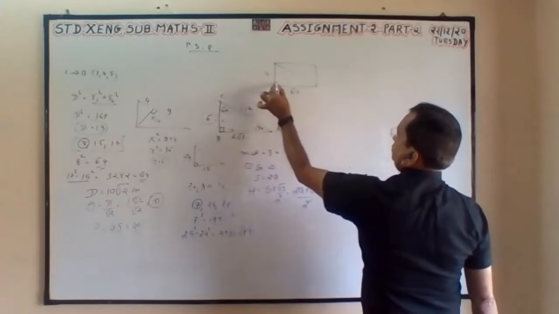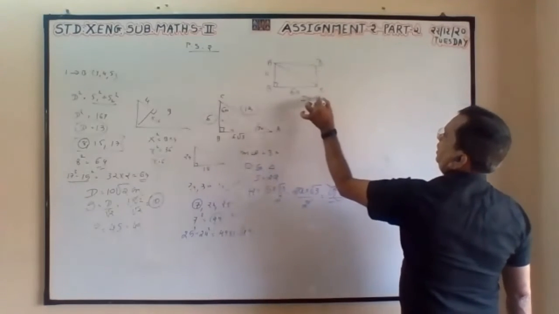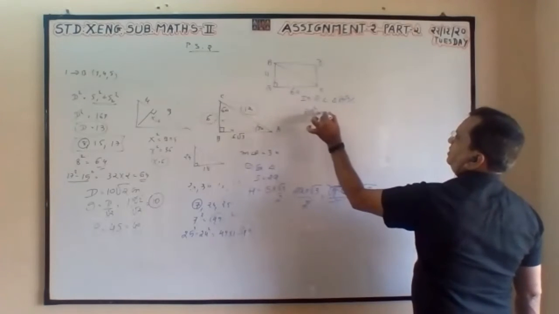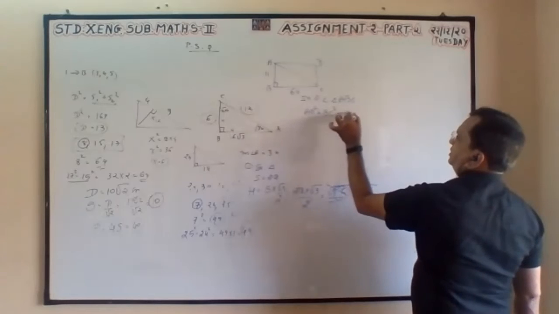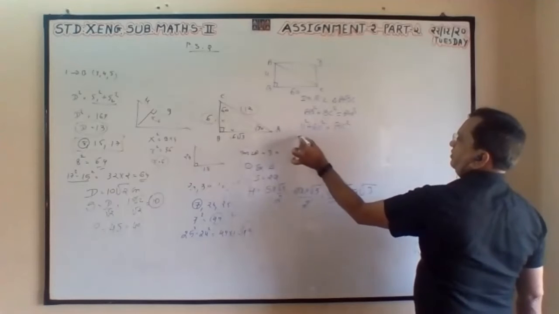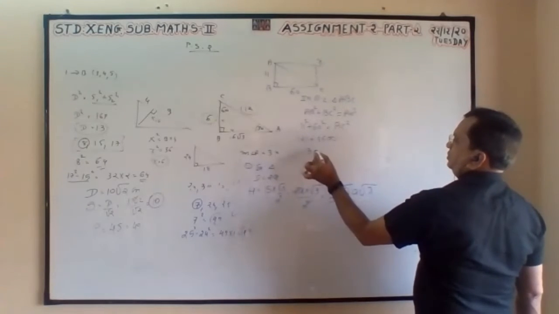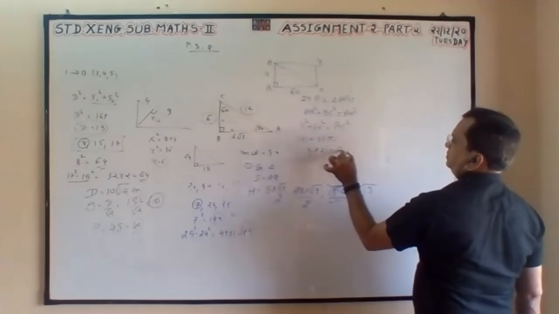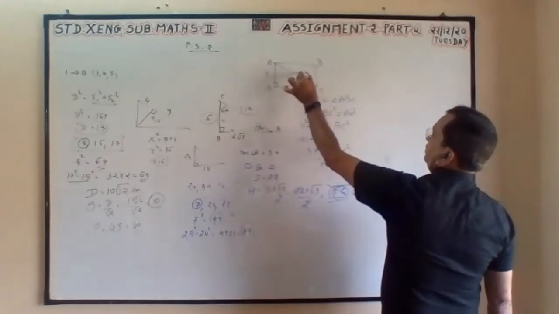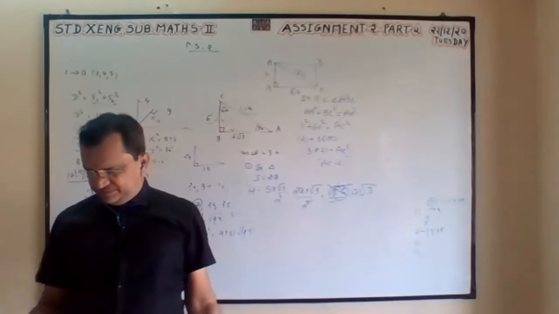11, 60. So A, B, C, D. In right angle triangle ABC, AB square plus BC square equals AC square. 11 square, 60 square, AC square. 121 plus 3600 is 3721. It is 61. 11, 60, 61 is also a triplet. From that also you can judge.